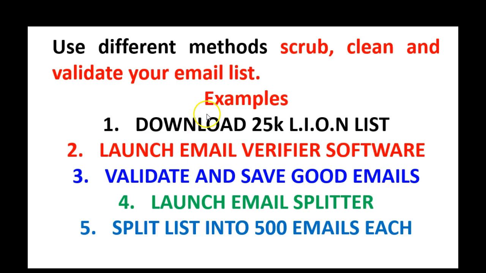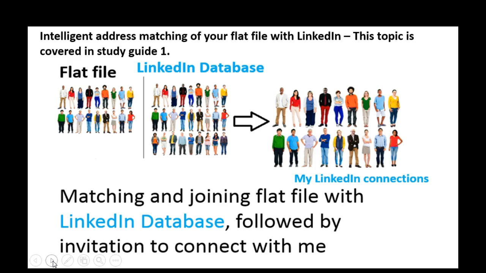So here we are, we have completed these examples. You download the 25K Lion List, you use the Email Verifier software, which you get from the website, you validate and save good emails, you use the email splitter, which you also get, and you split it into 500 emails each. So now the next step is to upload the emails we have split to LinkedIn.